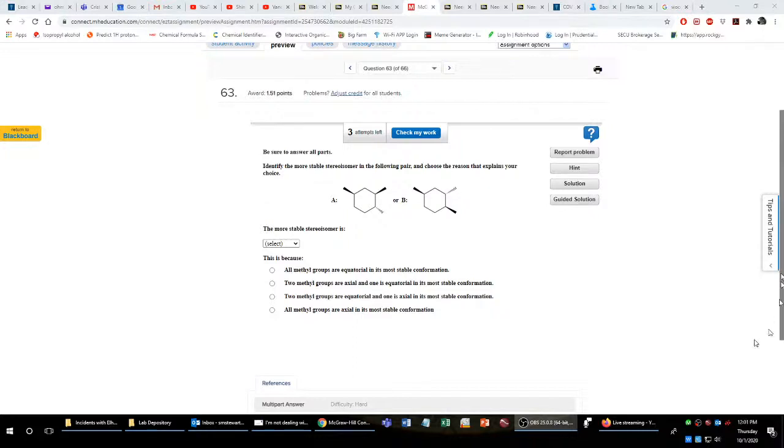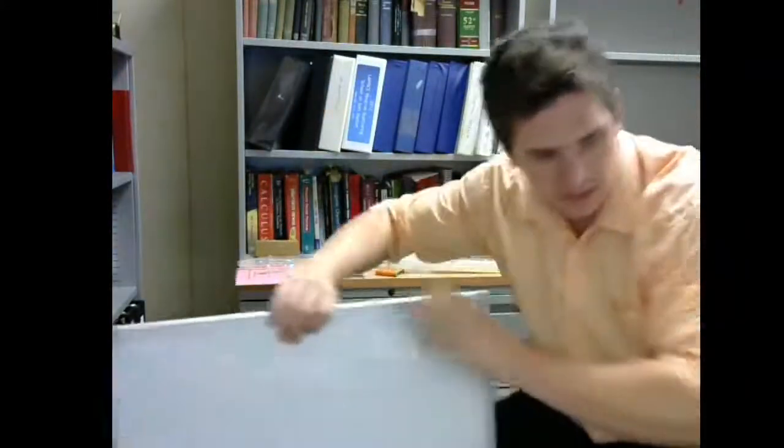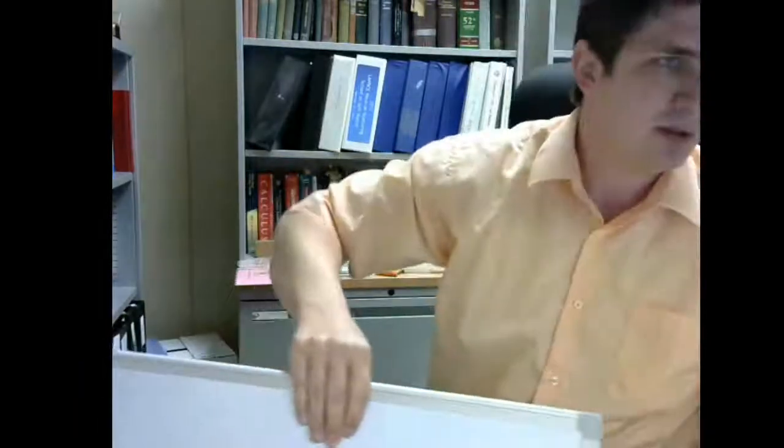So to answer this type of question, let's bring up the whiteboard and let's look at the position. So the thing about methyl groups is that we're going to hydrogen groups, so preferably we would have all these groups in the equatorial position if that was possible.